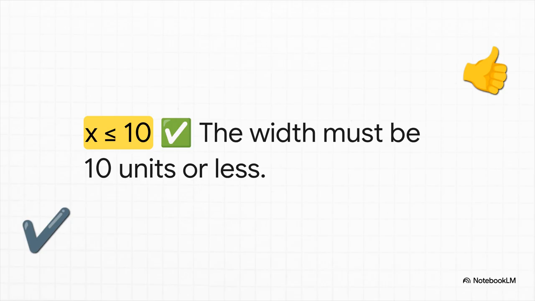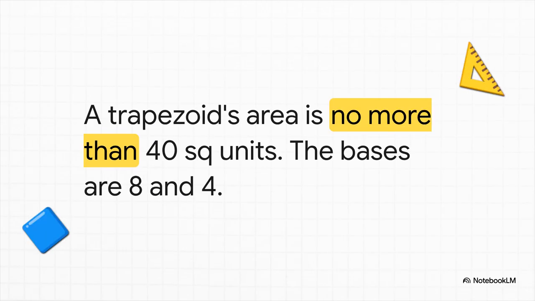If we just call the width x, then all we have to say is x is less than or equal to 10. That's it. It's a super simple, perfectly clear instruction for our plan. All right, you got that? Let's ramp it up just a little bit.